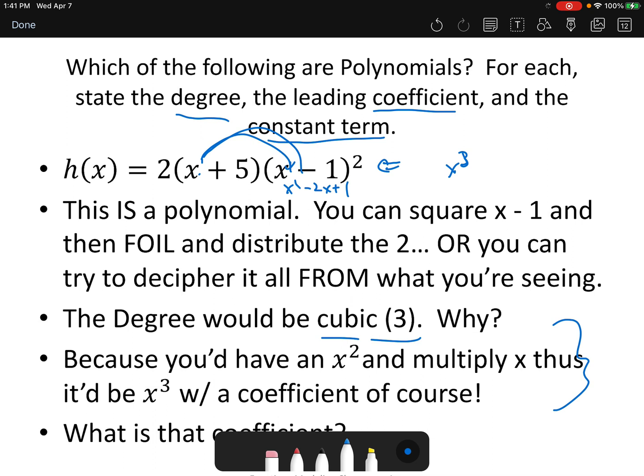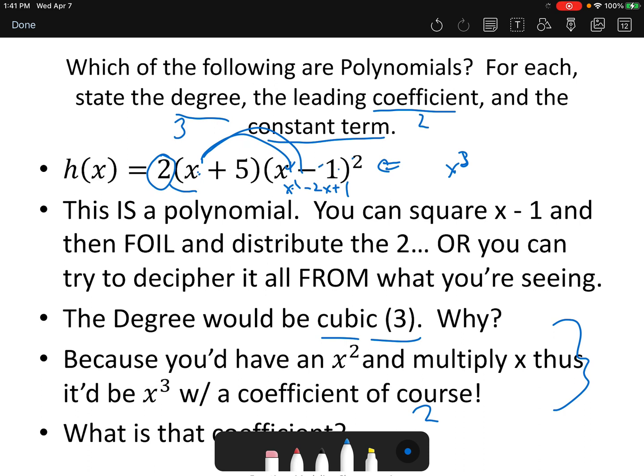Now, what's that coefficient? Well, it's still going to be x times x squared, which is x cubed, and then we could distribute the 2, so 2 is going to be our coefficient. So we got our degree, 3, so it's cubic. We got our coefficient, which is 2. Now, what's our constant term?